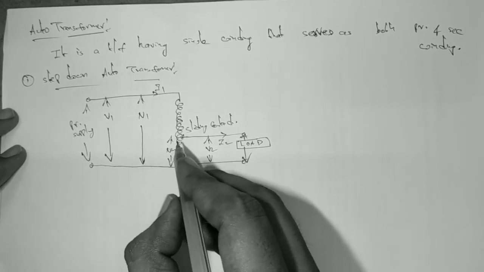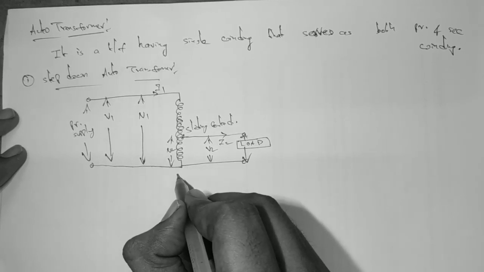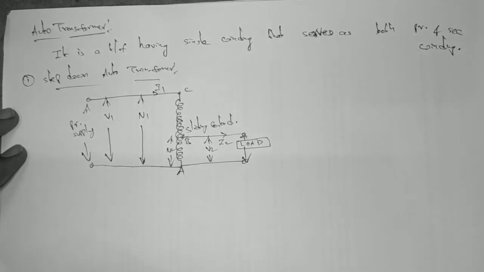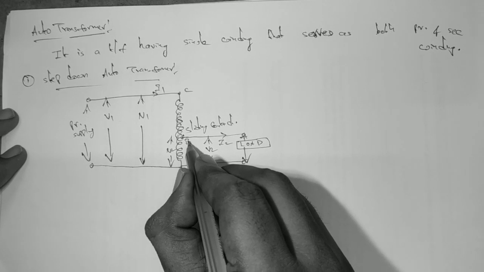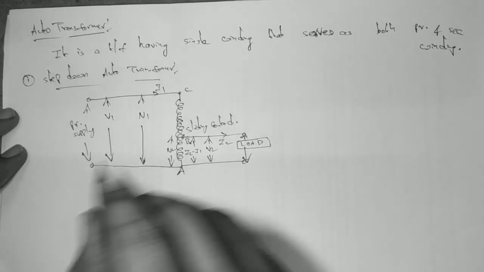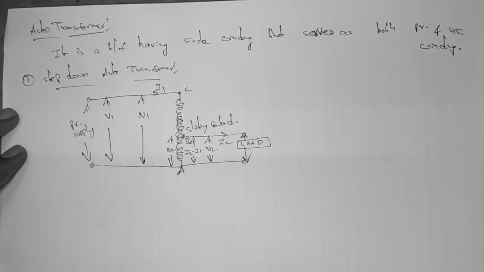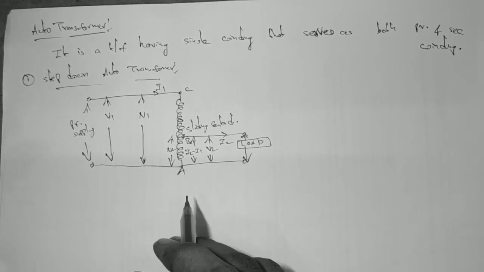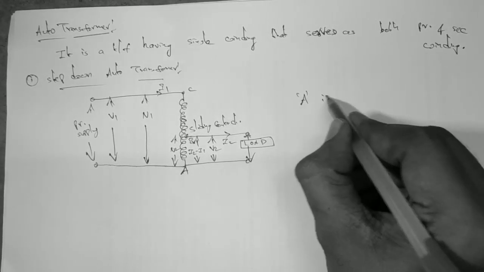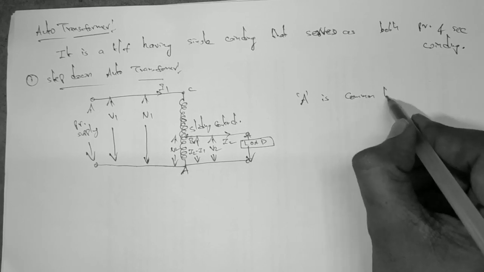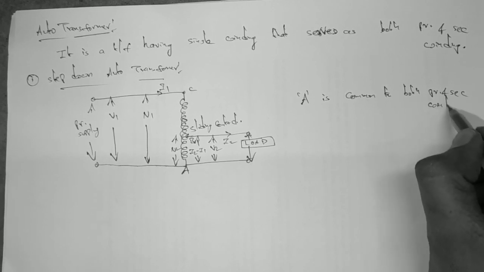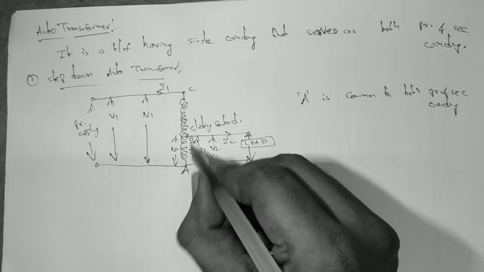So first let us divide this winding into parts, that is A, B and C. A will be common for both primary winding and secondary winding, and if AC is considered, it is the primary winding, that is N1, and if AB is considered, it is secondary winding, that is N2 number of turns. The current flowing in AB will be equal to I2 minus I1, because in step down transformer V2 value will be lower but I2 value will be higher. So I2 minus I1 is the current flowing in AB. So A will be common for both primary and secondary winding.